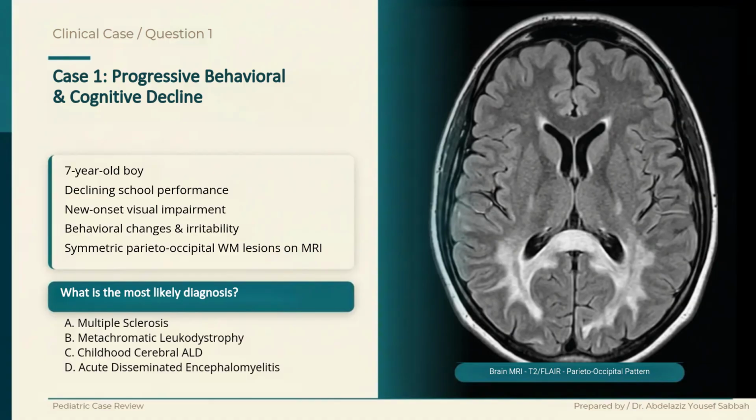Case 1. A 7-year-old boy presents with declining school performance, new-onset visual impairment, and behavioral changes with irritability. Brain magnetic resonance imaging shows symmetric parieto-occipital white matter lesions. What is the most likely diagnosis? Option A, multiple sclerosis. Option B, metachromatic leukodystrophy. Option C, childhood cerebral adrenoleukodystrophy. Option D, acute disseminated encephalomyelitis. Consider the age, the behavioral and visual decline, and the symmetric posterior white matter pattern on imaging.